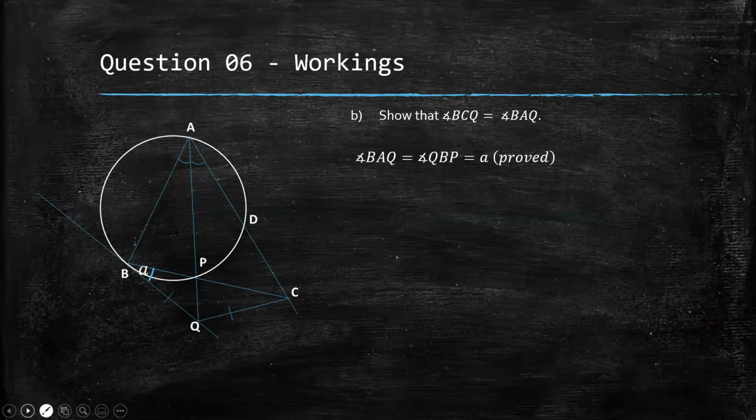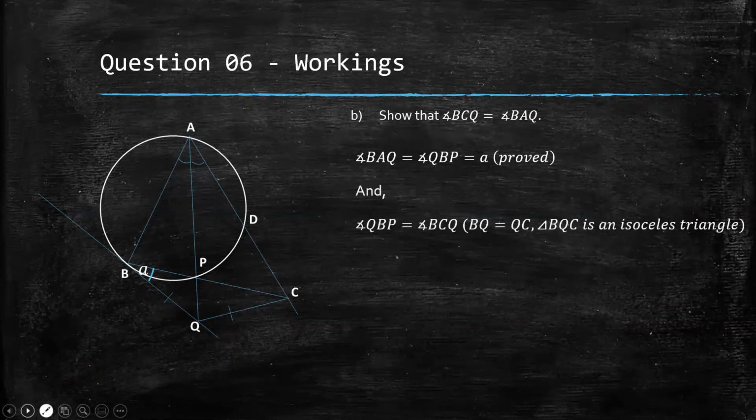So we can show that angle BAQ is equal to angle QBP equals A. We have proved it earlier. And also we know that angle QBP is equal to BCQ because triangle BQC is an isosceles triangle since BQ equals QC. So thereby we can show that BAQ is equal to QBP is equal to A.